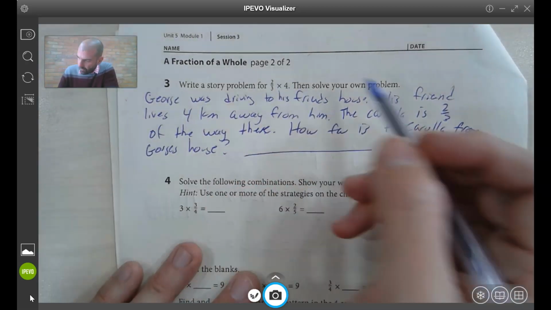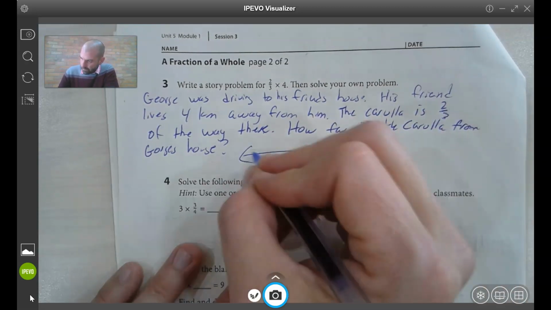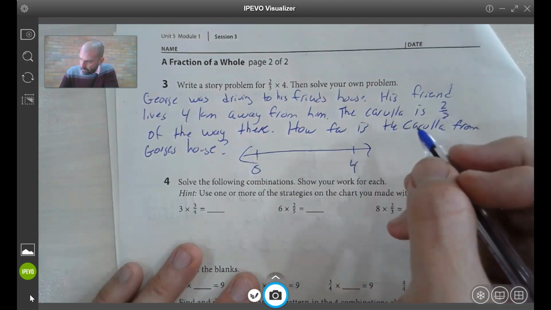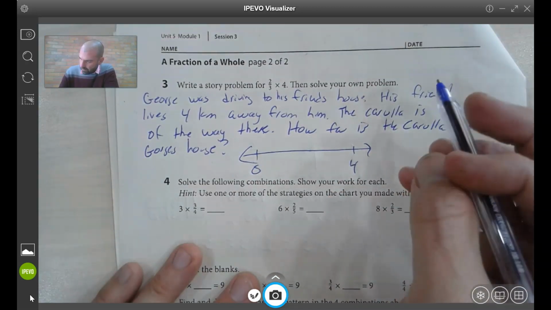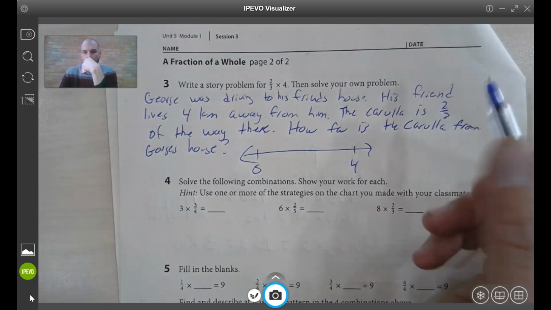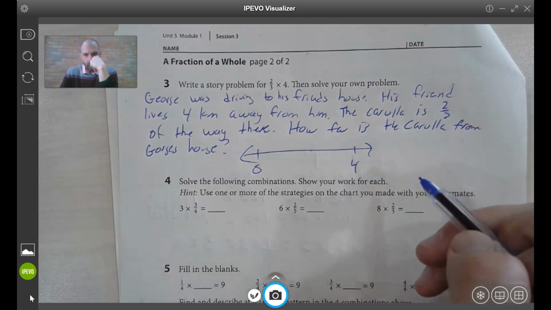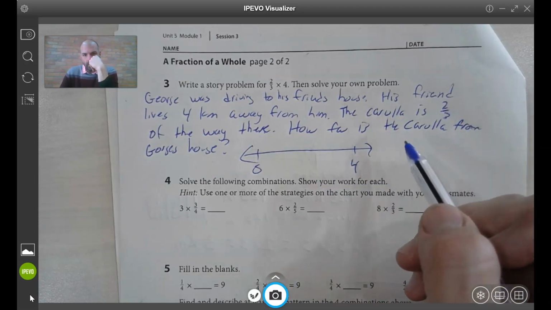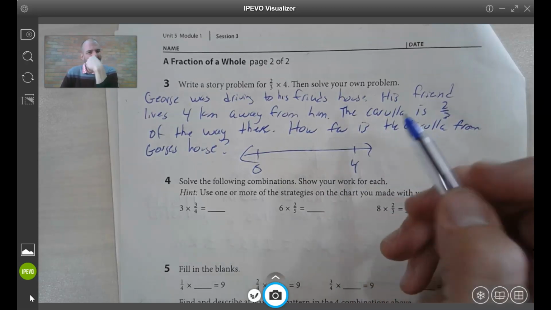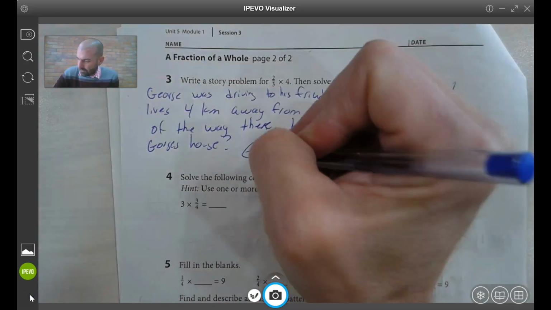We have thirds, fourths. So if I had to think about this, here's 0, here's 4 kilometers, and that's the whole. Maybe that's the problem that I'm having. If we split this into thirds to figure this out, how many thirds make up 4? Is that the way to think about it? No, because that's the whole. Man. So hold on a second. Let me think that through.